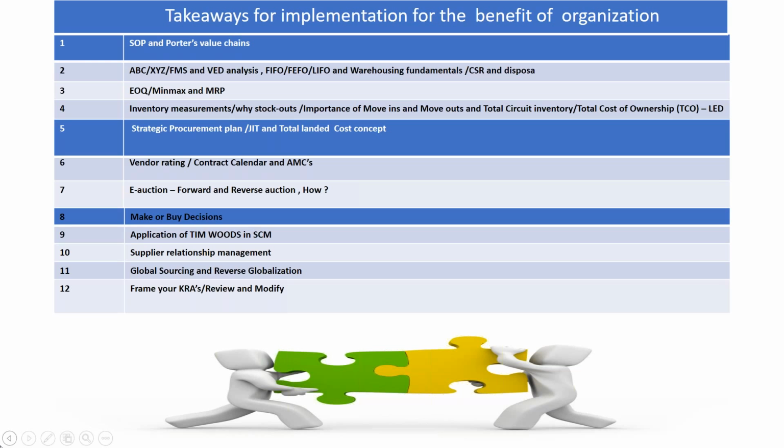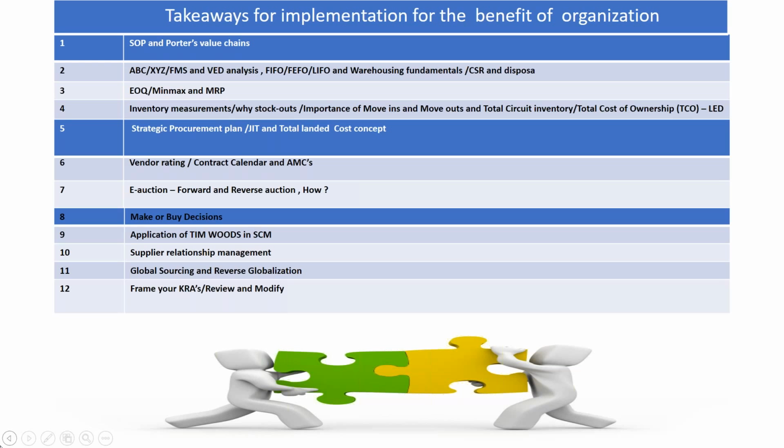E-auction, forward and reverse auction, how it should be done. We all know what it is, but how it should be done. That's what should be the right way of doing it. Make or buy decisions. Application of TIM WOODS in supply chain management, supplier relationship management, global sourcing, and reverse globalization with Make in India, or Trump patronizing US. These are all signals of reverse globalization which are taking place. Now, what is right, what is wrong, it's a debatable thing, and we will address this.